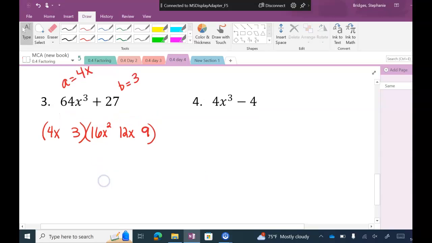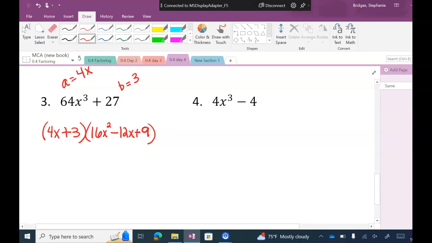Finally, and then my signs. Same, opposite, always positive. So what goes first? Plus, and then, ooh, that's ugly. Then a minus, and then the third one is always positive. And then we just check the beginning.